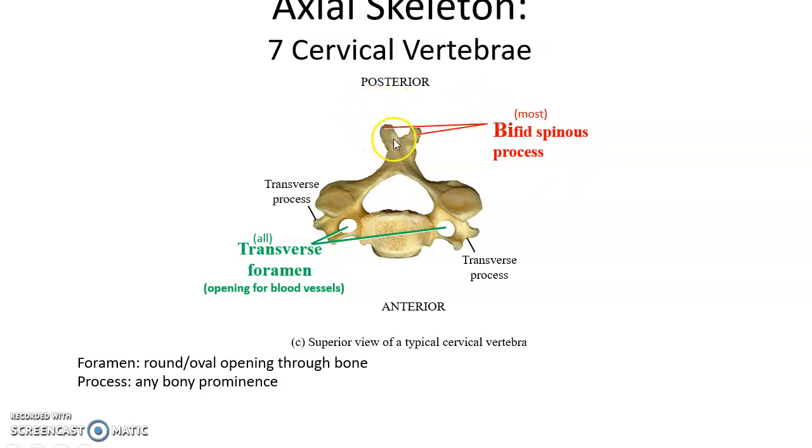Some cervical vertebrae also have a forked spinous process called a bifid spinous process. So 2 possible identifying characteristics of cervical vertebrae are the transverse foramen and the bifid spinous process.